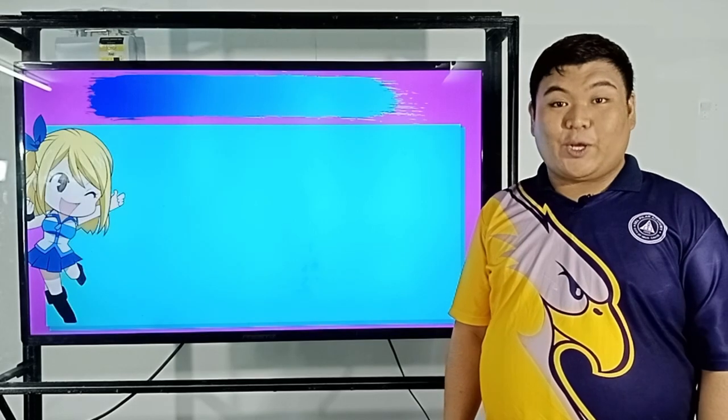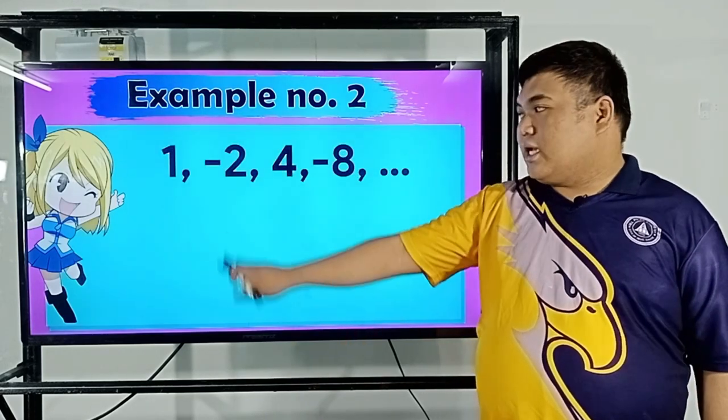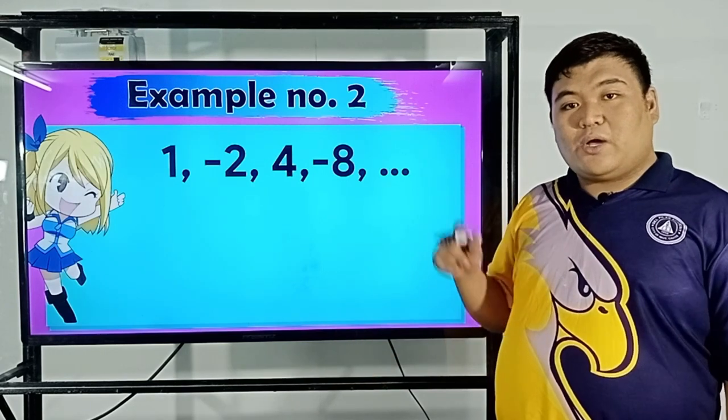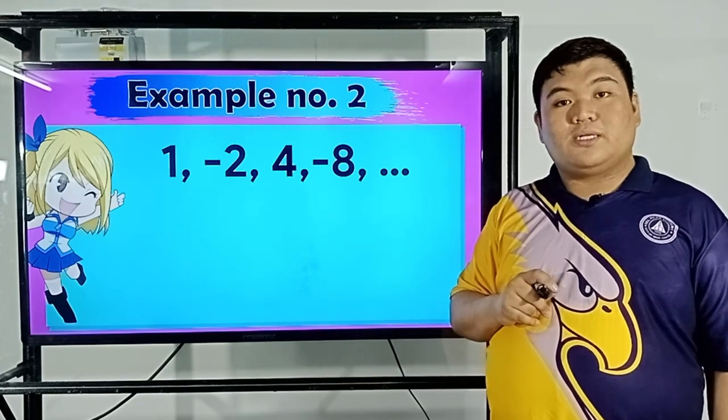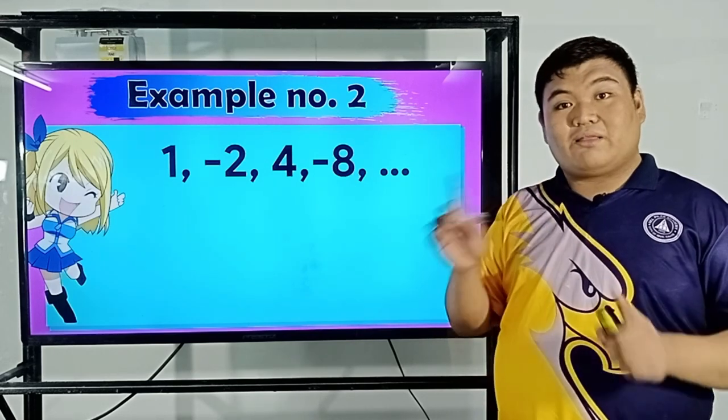Let us now have the second example. So for example number 2, we have 1, negative 2, 4, negative 8, and so on. Now, ano yung napapansin natin with this example? Yung mga sign, di ba? Yung sign ay nag-alternate.